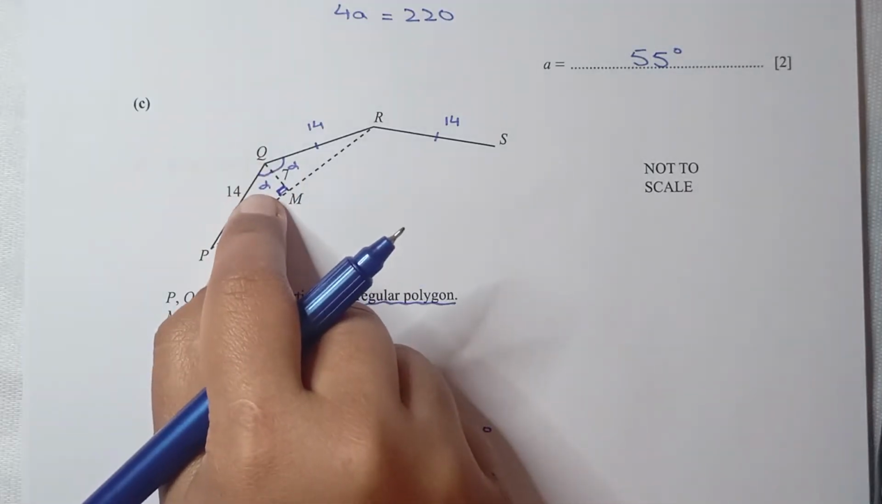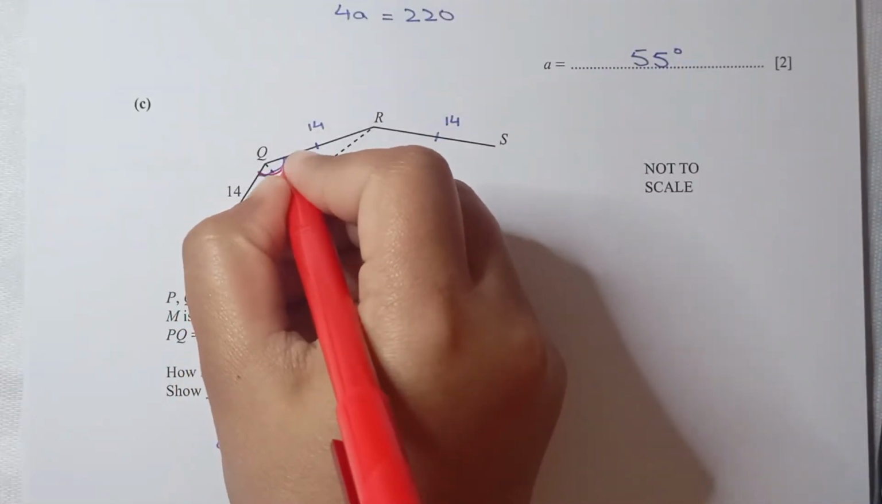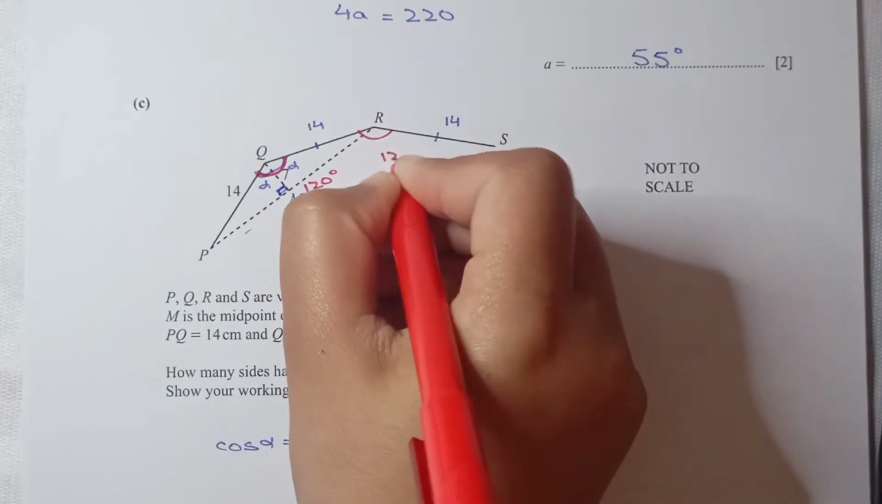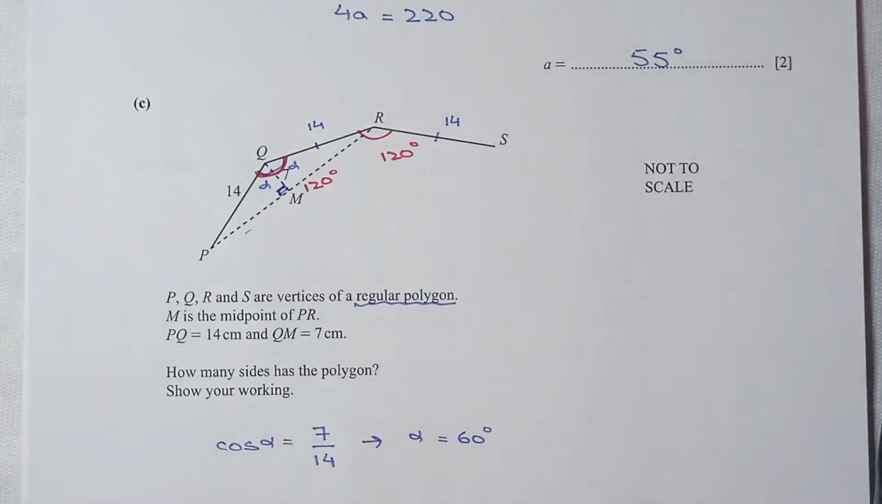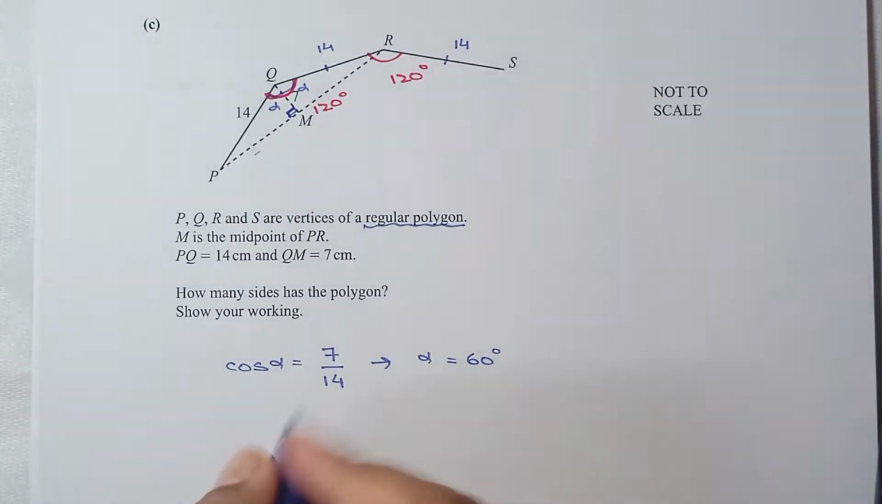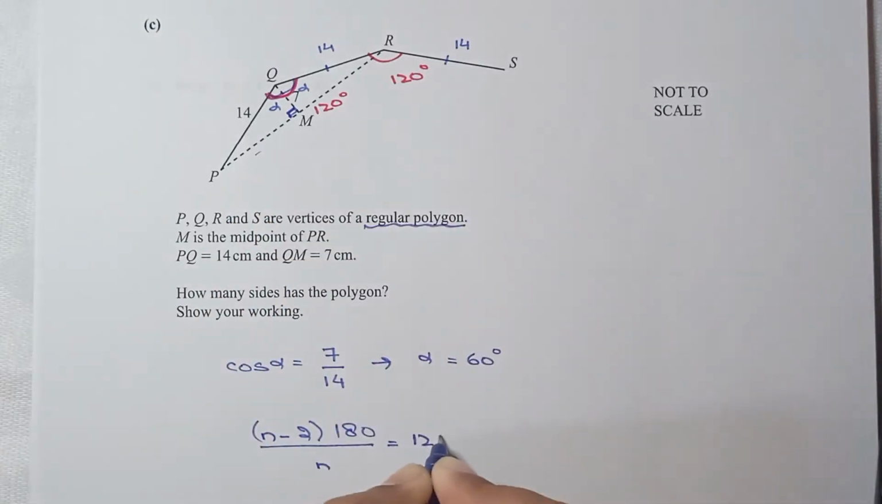If this angle is 60, this angle is 60, so the total angle would be 120. So this total angle is 120 degrees. Because it is a regular polygon, all the sides and all the interior angles are the same. Okay, now we need to find the number of sides of the polygon. So let's say n is the number of sides of the polygon. Using the formula n minus 2 times 180 divided by n, this would be equal to one interior angle, that is 120.